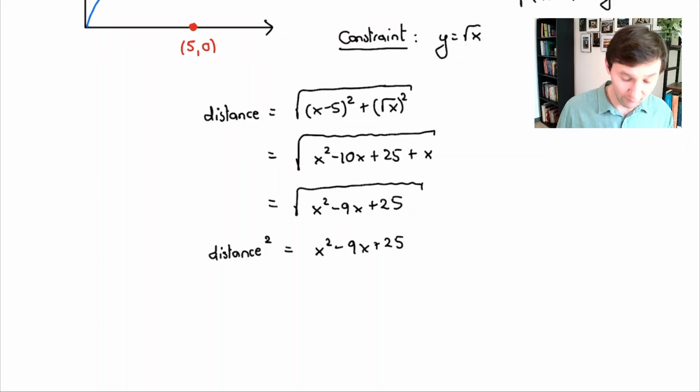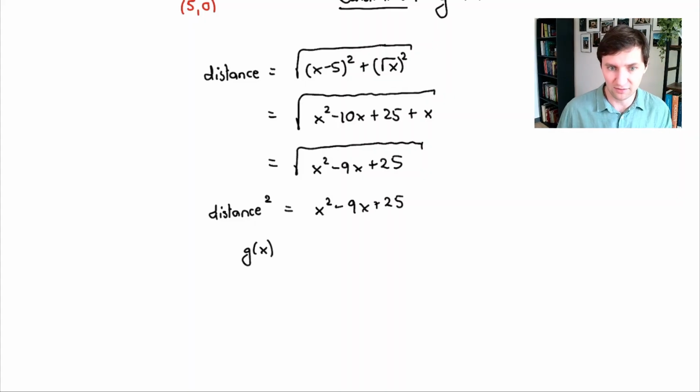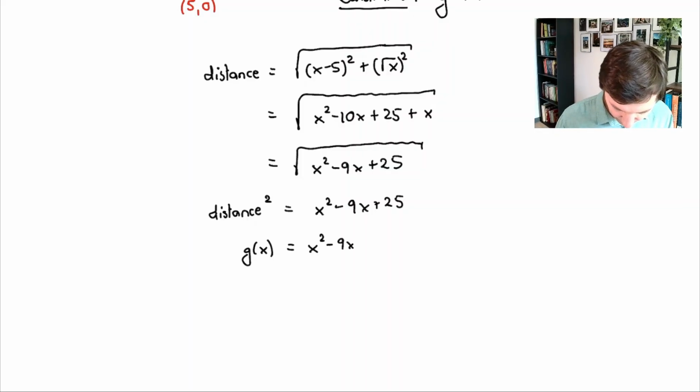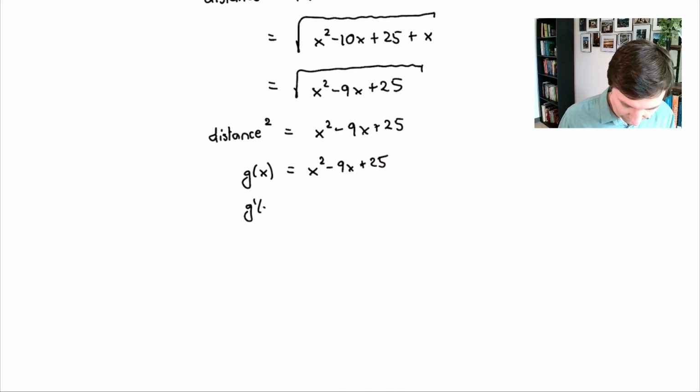Let's name this function by a letter. I'll call it g of x. I already used f of x. f of x was square root of x. Let's call this function g of x. g of x is x squared minus 9x plus 25. To find critical numbers, I take the derivative, and I get 2x minus 9. Then I ask myself two questions.